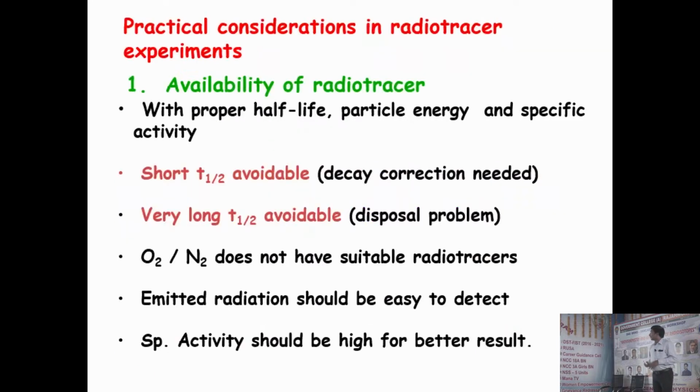The practical considerations in radio tracer experiments: the first is the availability of a radio tracer for the element of your interest, with proper half-life or particle energy and specific activity. Suppose a radio tracer is available in Mumbai; by the time you reach it here, it should not have decayed. Then you see what the half-life is, what the particle energy is, what emission you are getting from these radio tracers, whether we have detection to suit the requirement, and what the specific activity is. Based on that, you decide how much of the tracer can be added. Everything you have to see.